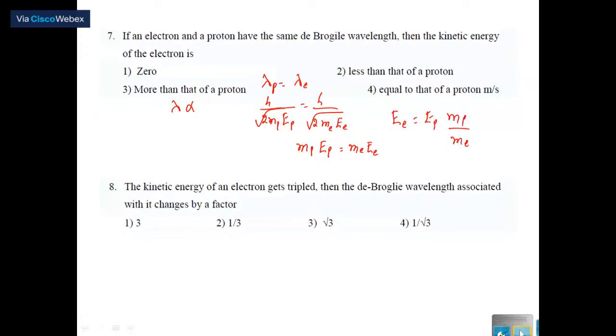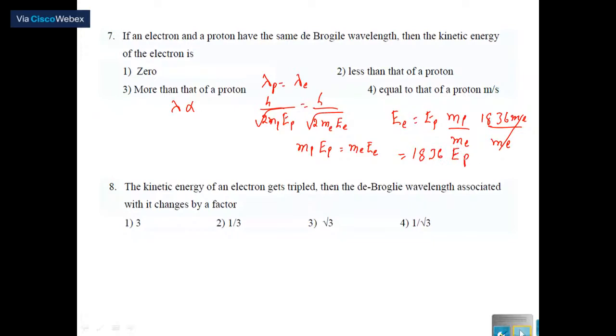So this is more than sufficient. Okay, MP by ME, this is 1836 times the mass of the electron by the mass of the electron. So the mass of a proton is 1836 times the mass of the electron. If you want to learn in the next class, well, this gets cancelled. So therefore, finally, 1836 EP.